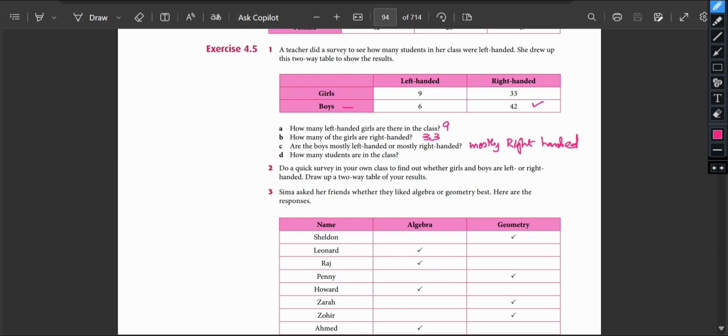How many students are in the class? For finding this, we can see that the left-handed children and the right-handed children, all together combined, are the total students in this class. Let's add them.